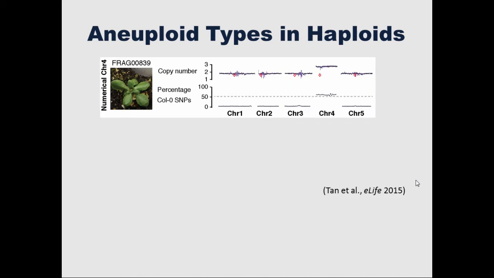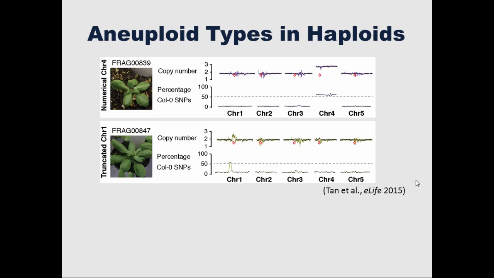So what are the aneuploid types in haploids? This was sort of buried in the paper, but we actually find disomic haploids. So these individuals have 6 chromosomes. And you can see because of 0 Columbia, suddenly it goes from 0 to 50 for the whole chromosome 4.